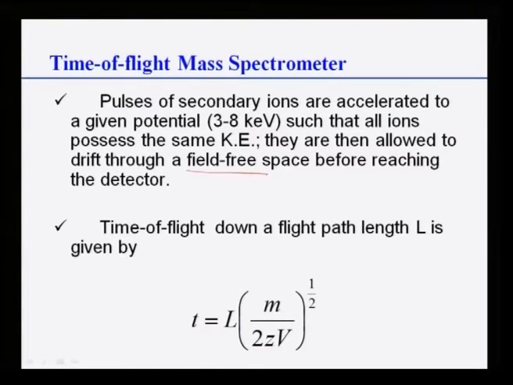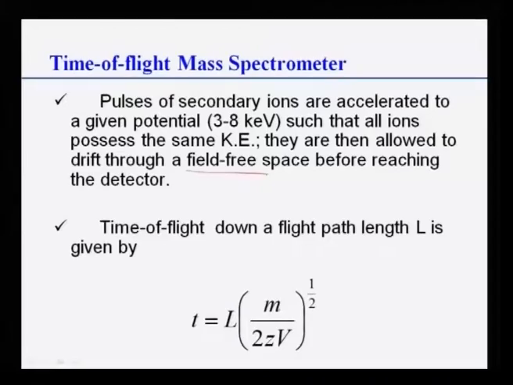When they pass through, they have the same kinetic energy, half mv square, but velocities will be different. Because the masses are different, the velocities will be different. Because of this, the time it takes to move a length is given by t = L (m/2zV)^(1/2). L is the flight path length, m is the mass, z is the ionic charge, and V is the accelerating voltage. So as you can see, depending on m by z values, even if L and V are constant, t will be different, and by knowing the different times we can separate these ions very easily.